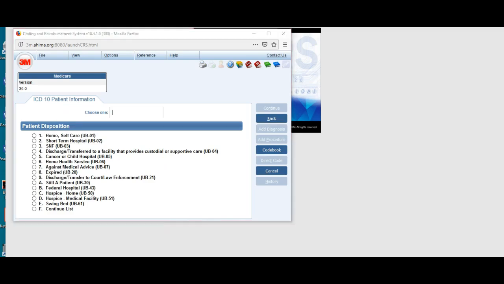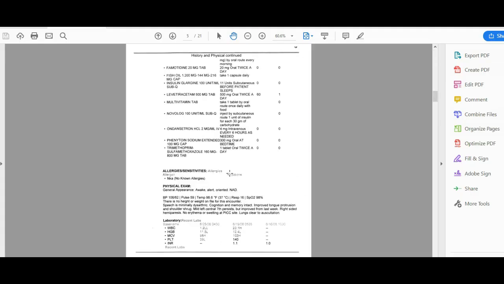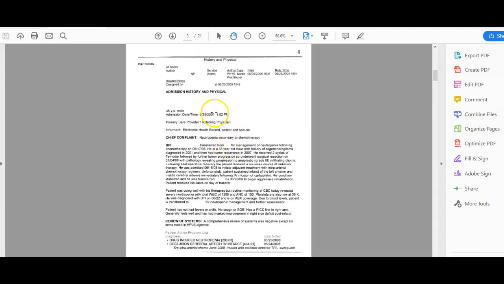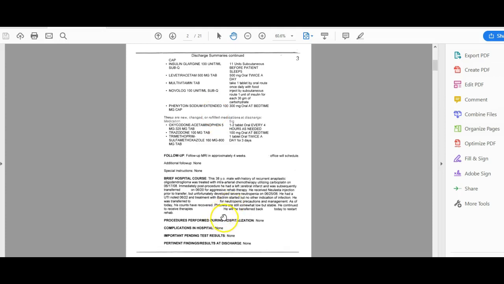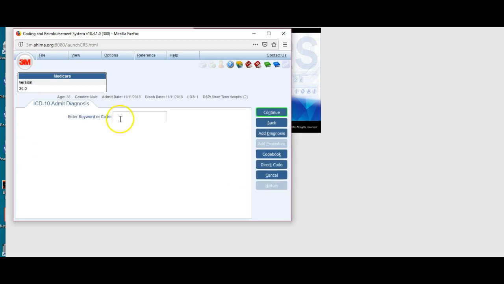I think, let's go back and look at the discharge summary. Yeah, he will be transferred back to start rehab. So we want to make sure that we pick that he was transferred back to that rehab facility.